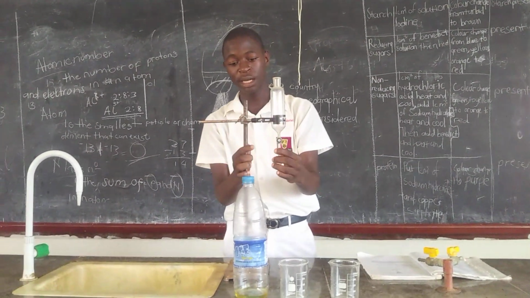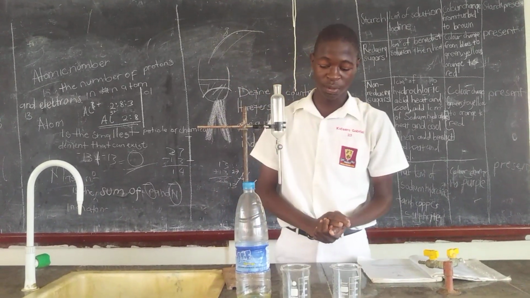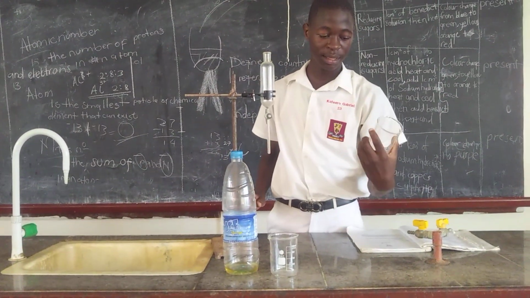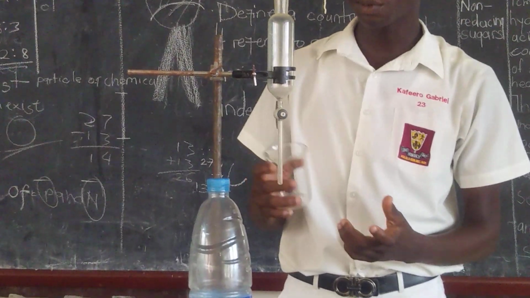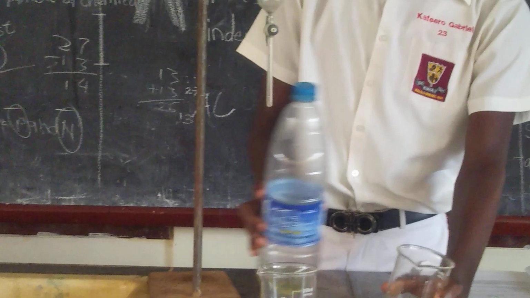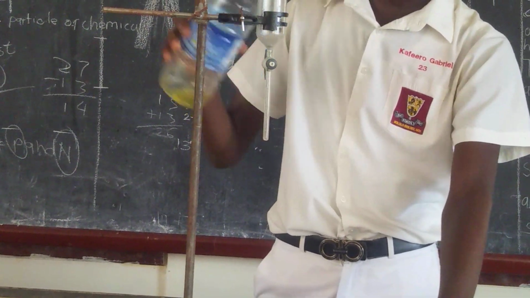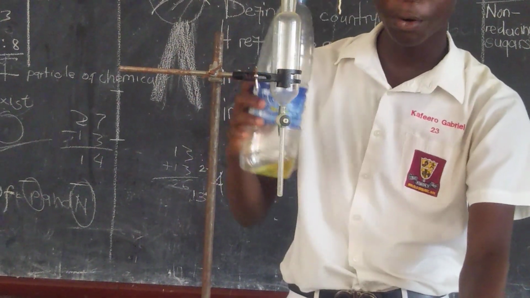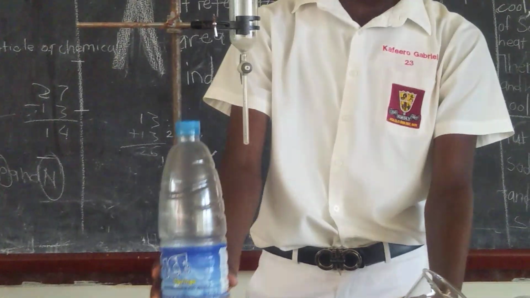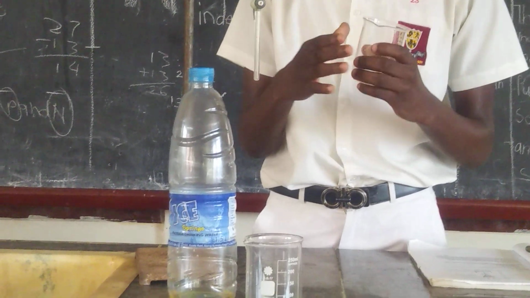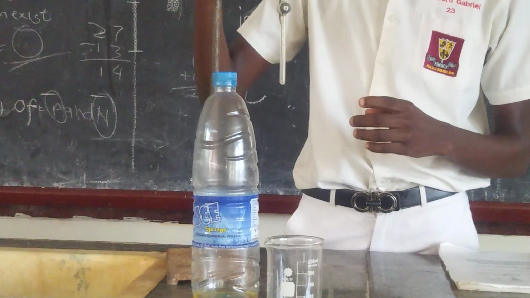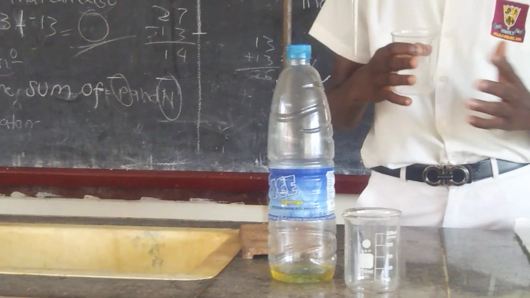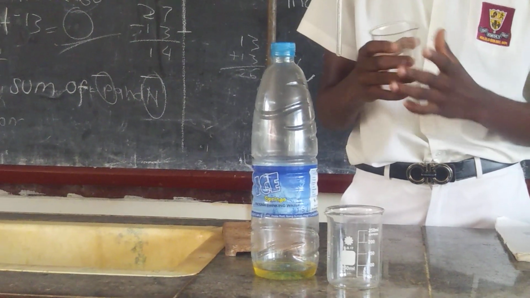So what I need next is to get this beaker of mine. I can either first use this cooking oil and pour it into our separating funnel, or I can first get water and pour it. But for our instance, I'll first pour this water into the separating funnel so that you can see how the layers will be formed. So let's do it.